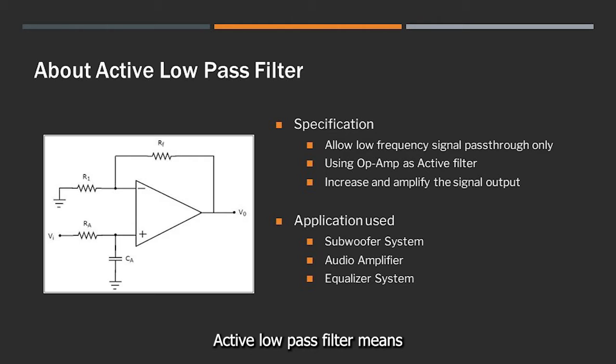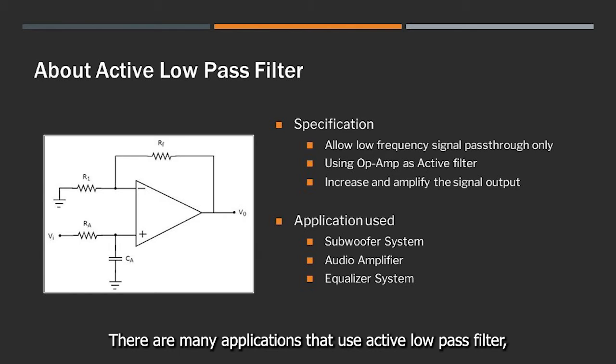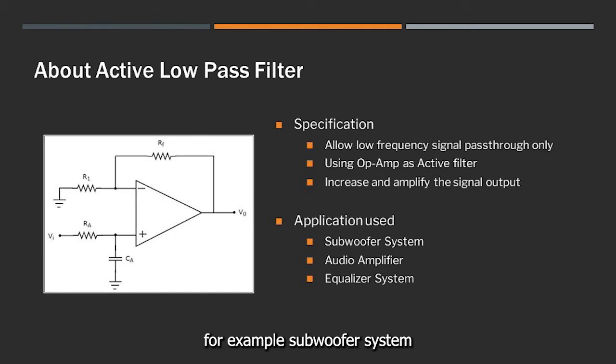An active low pass filter means the signal after the low pass circuit is amplified and its stability is increased using an external power source. An op amp is needed for this procedure, which means it will derive from the external power source to increase the gain of the input signal. There are many applications that use an active low pass filter, for example a subwoofer system which forms low frequency sound, an audio amplifier that is able to control sound output, and an equalizer system.